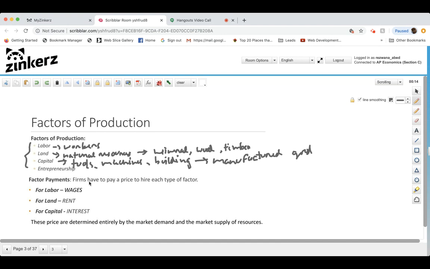And of course, firms don't obtain these factors of production from households for free. They actually have to pay a price to hire each one of these factors. The payments that they have to make, the price that they have to pay to hire factors, is called factor payments. The factor payment for labor is known as wages. So this is the price for labor.